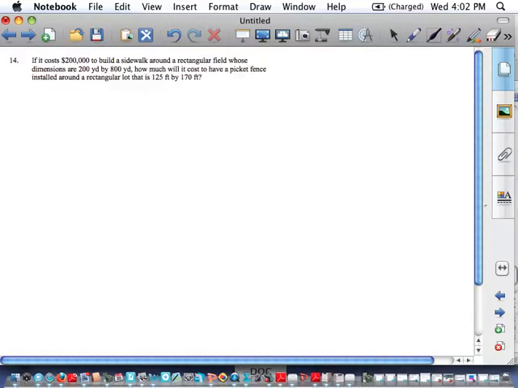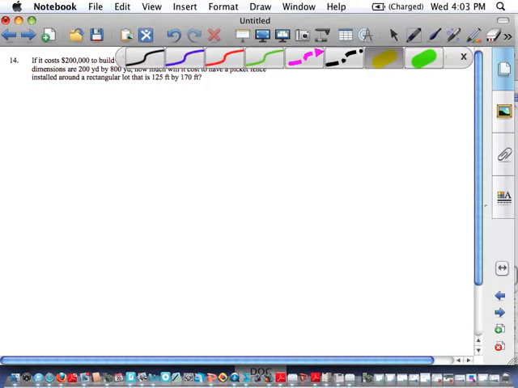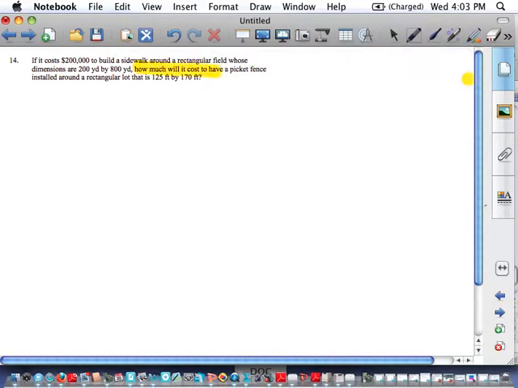And the last problem, if it costs $200,000 to build a sidewalk around a rectangular field whose dimensions are 200 yards by 800 yards, how much will it cost to have a sidewalk installed around a rectangular lot that is 125 by 170 feet? So when you look at this, you kind of have to think about this for a little bit. You're looking for the cost. So how much will it cost?